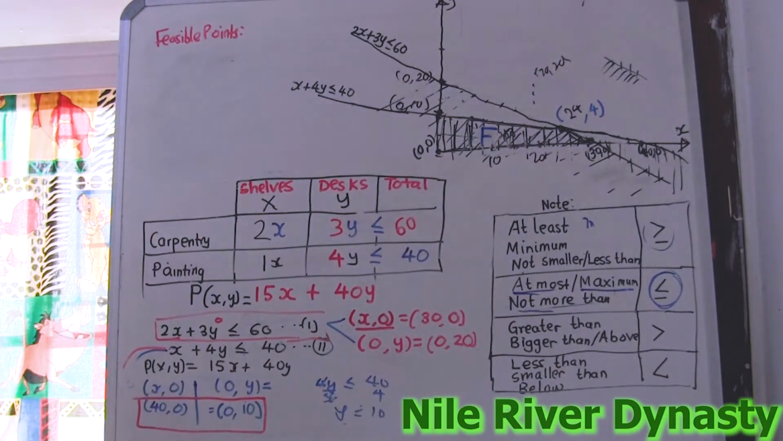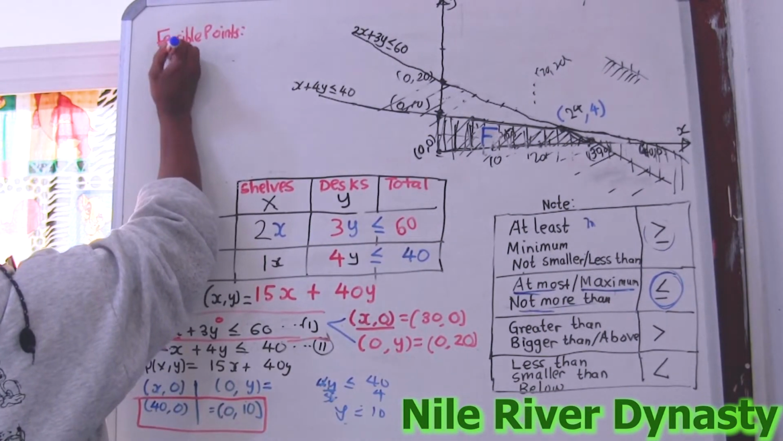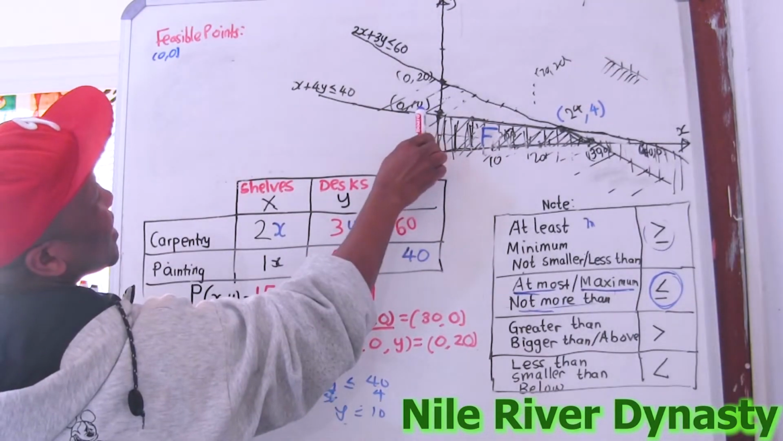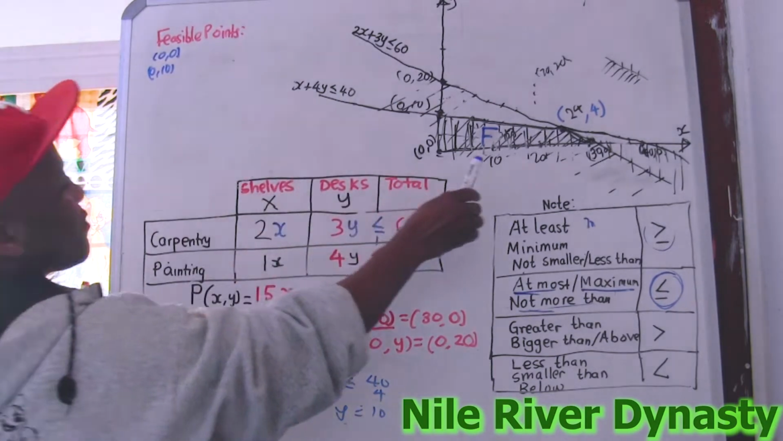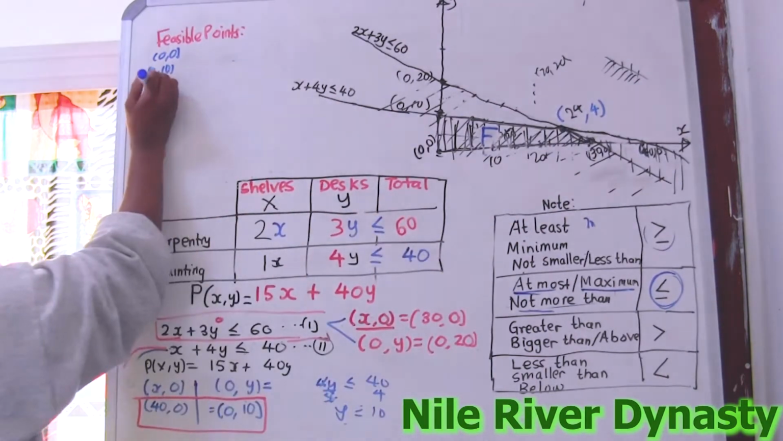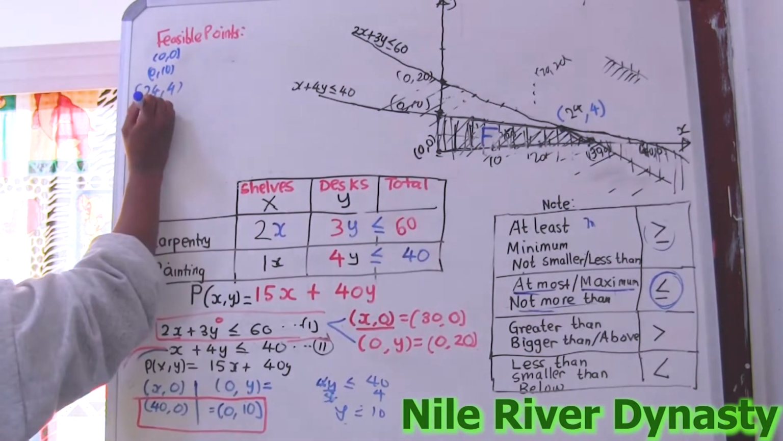Okay, now, what is a feasible point? The feasible points are (0, 0), and another feasible point is (0, 10). Another one is (24, 4). The last one is (30, 0).